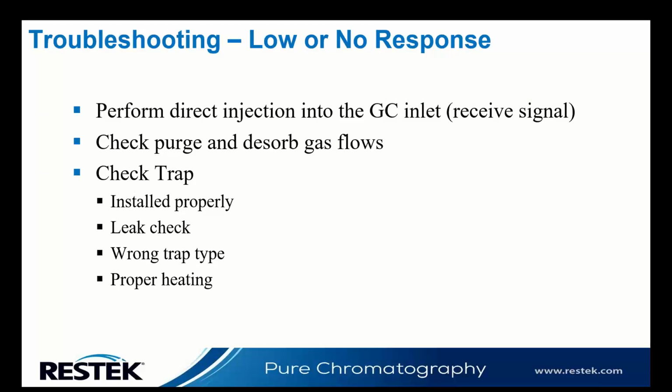So in this case, we're going to be troubleshooting a low or no response. So the first thing we want to do is isolate that GC. So we'll perform a direct injection into the GC inlet. And if we receive a signal, now we have to troubleshoot the purge and trap system. So we can check our purge and desorb gas flows.